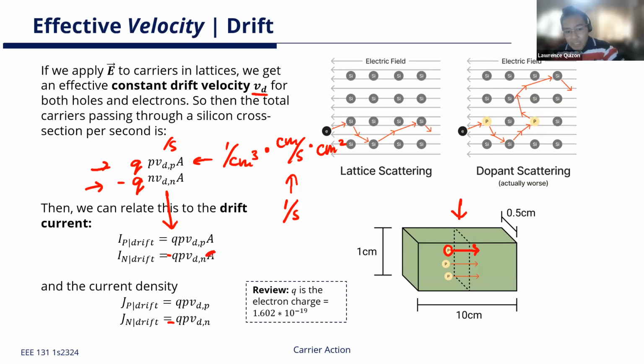Now, if we remove the area part, because we sometimes don't know the area, we get a current density. That's a concept from Physics 72, I'm pretty sure. Just remove the area. And Q is the electron charge, which apparently in the previous slides I wrote as 9, so I'm sorry about that. This is 1.602 times 10 to the minus 19. All right.